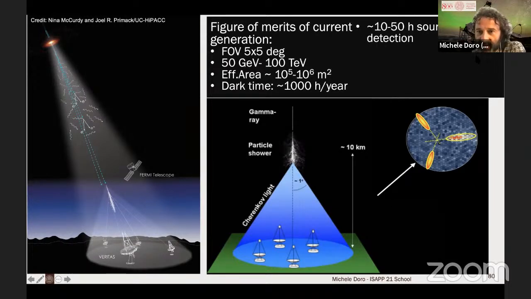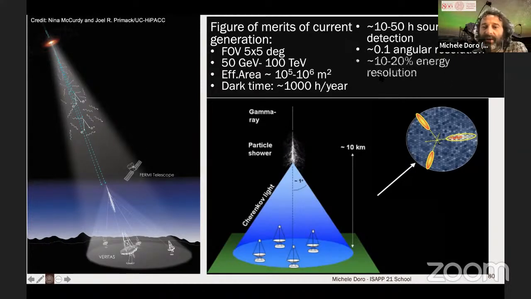What's written in there? Okay, it doesn't matter. We have 0.1 degree angular resolution, 10-20% energy resolution. Okay, that's maybe too much to say. I want to tell you that there is no other way than this technique to detect TeV photons, but the field of view will be small.